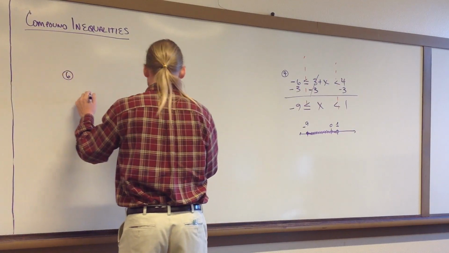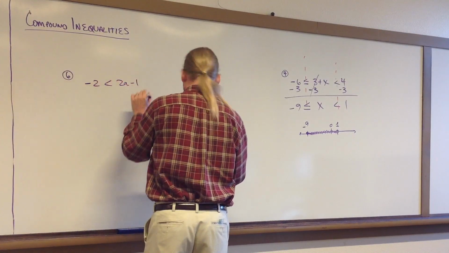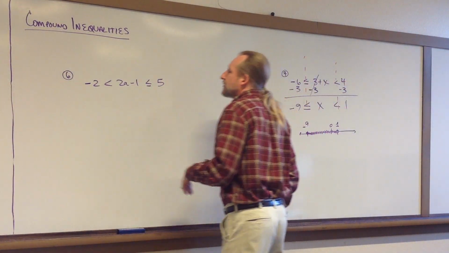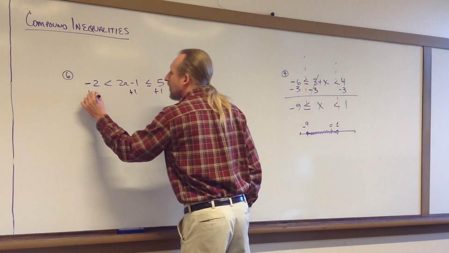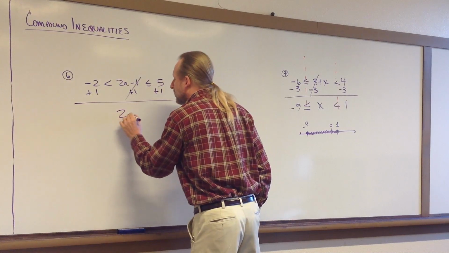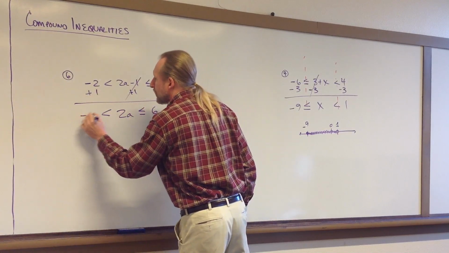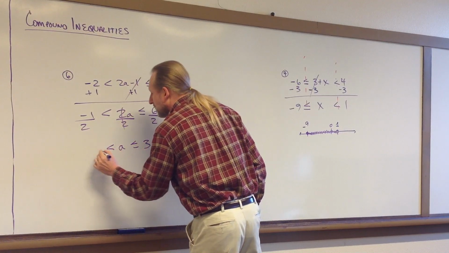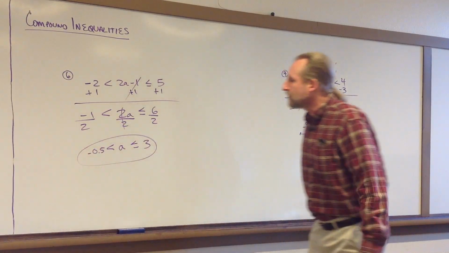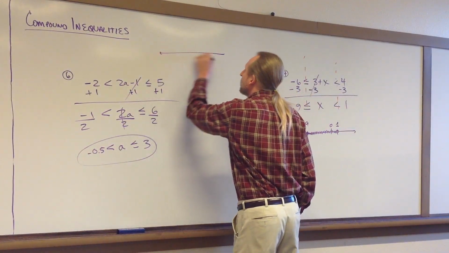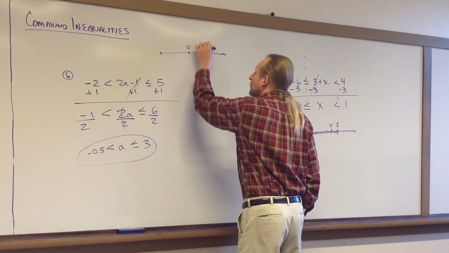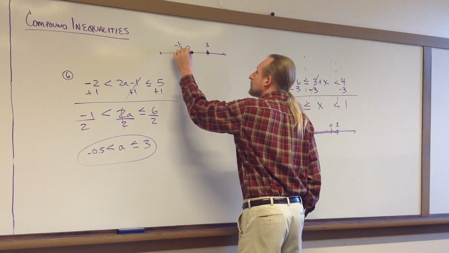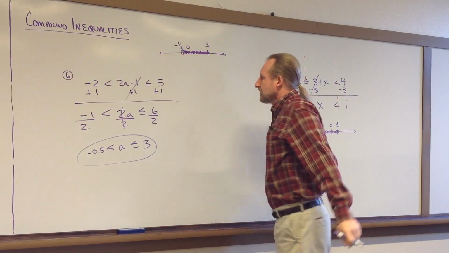Alright, problem 6. We've got -2 less than 2a minus 1, less than or equal to 5. Okay, same situation. If I'm going to add 1, I need to do it in 3 different places. That will cancel out. There's the 2a, that'll be 6, and that will be -1. And then I have to divide by 2 in 3 different places to get the a by itself. And you could keep that as a fraction if you want to, -1/2. And then we don't have to do anything too fancy on the number line. Let's see, here's 0, 3 is out here, -1/2 is right there. We get an open circle on there, and then a closed circle on the 3. And so there's the graph for that one.